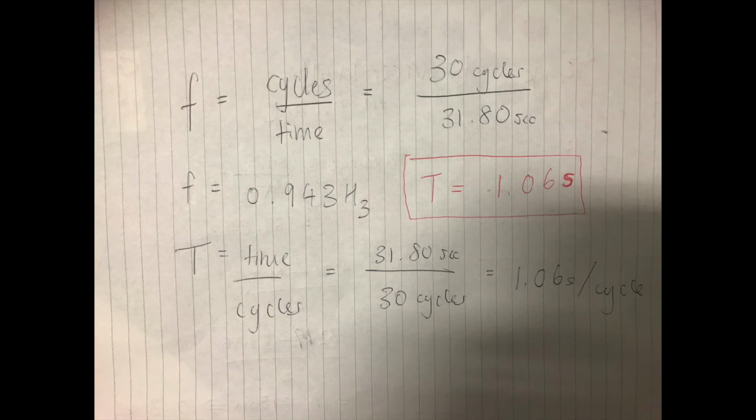The period was calculated by taking the average time in seconds of the three recorded values in the lab. The period is the reciprocal of the frequency. The period is the time it takes to make one complete cycle. So you can calculate it by taking the time and dividing it by the number of cycles. So the time is 31.8 seconds and it's 30 cycles. So it's 31.8 over 30, which is 1.06 seconds per cycle. So the period you can say is 1.06 seconds. That's the time it takes to complete one cycle.